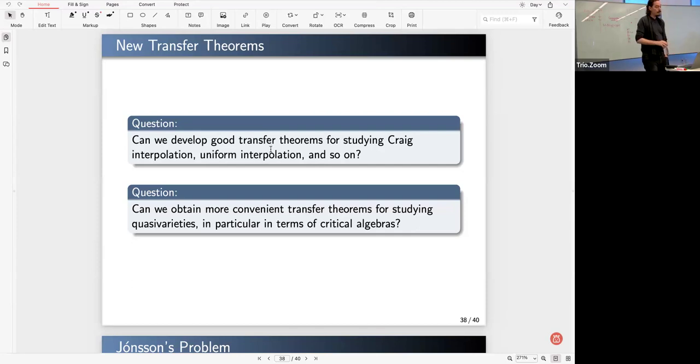Another question is, can we obtain convenient transfer theorems for quasi-varieties? I've given you some transfer theorems for quasi-varieties, but they depend crucially on me understanding what the class of relatively finitely subdirectly irreducible members of a quasi-variety is. For a variety, I know what the finitely subdirectly irreducible members are. It's very tractable to get those very often, but the relatively finitely subdirectly irreducible members are rather inscrutable. So it would be nice to do this for some things that have actually worked for quasi-varieties in the past, like critical algebras and things of this nature.